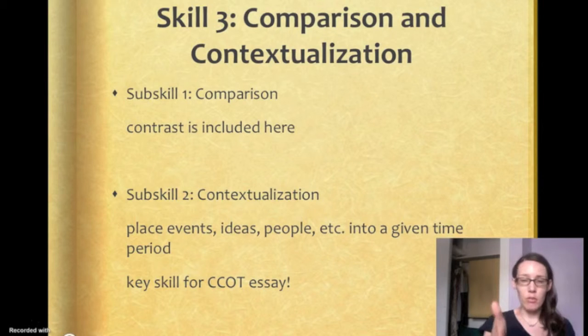So I know that may seem like a trick, but just know I'm telling you right now, and I will repeat it throughout the year, that comparison means compare and contrast. Okay, and then contextualization. This also relates to continuity and change, which was skill 2 that we just did. So basically, again, just like if you're reading a historical novel, which I know you've done in English class, what you need to do here is figure out what time period something is happening.